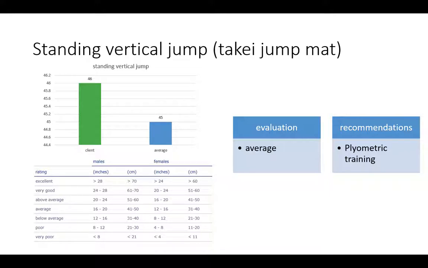Plyometric training can include box jumps, skipping, squat jumps, and any other exercise that involves jumping. I'd recommend doing this type of exercise training twice a week. It can be done during the netball session or as a warm-up, and can also easily be done at home as it doesn't require any equipment.